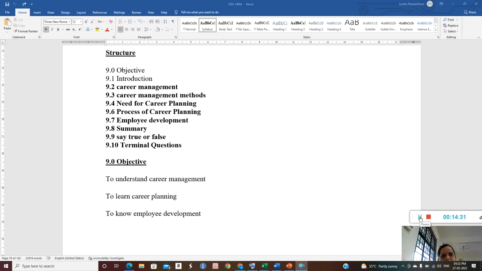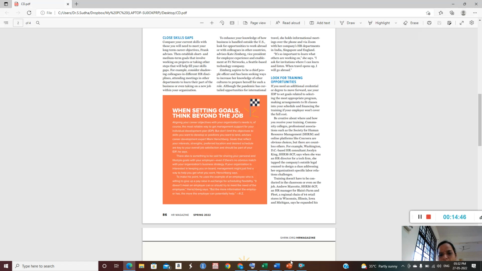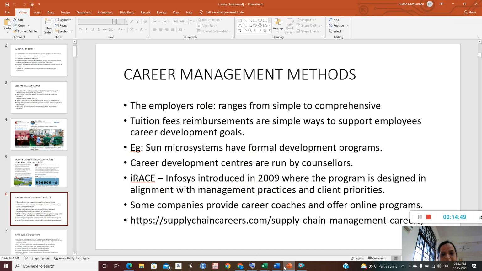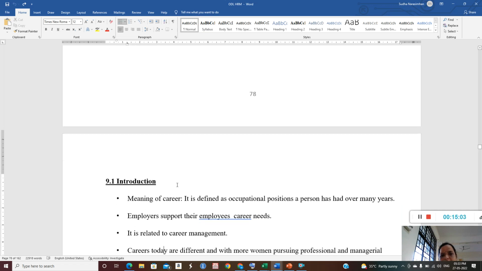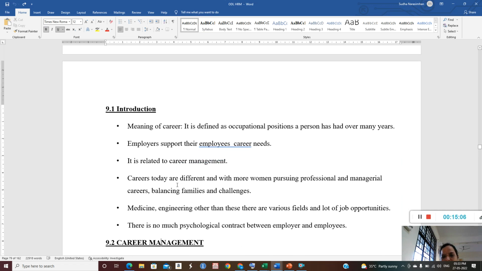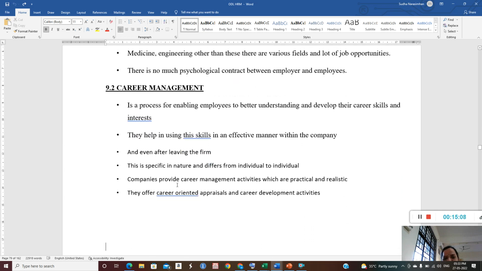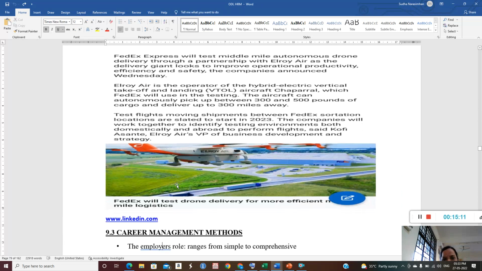So we are in this part: career management, the process of career, and that's what this particular article is trying to address. When you look into this, what are the opportunities that are there for us? In case of careers, the main objectives are that you need to know career management, you have to learn about career planning, and you should possess knowledge about employee development. The article also states the IDP. So what is IDP? Individual development plan. That's what we were discussing now.